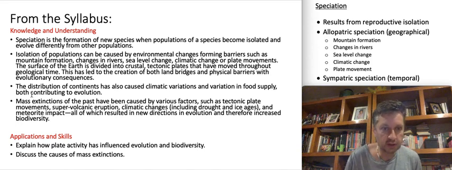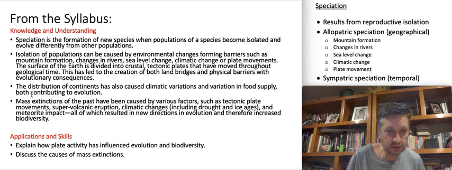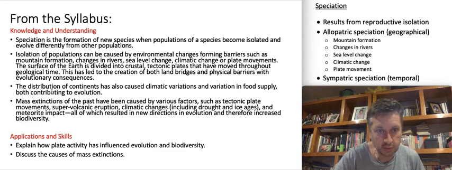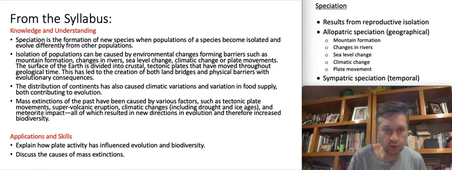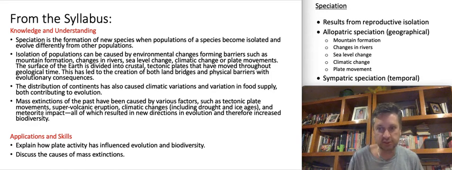Number three, the distribution of the continents has caused climatic variations and variation in food supply, which contribute to evolution. Well, we'll talk about that in terms of tectonic plate movement. And then finally, it asks us to consider why there have been mass extinctions in the past.